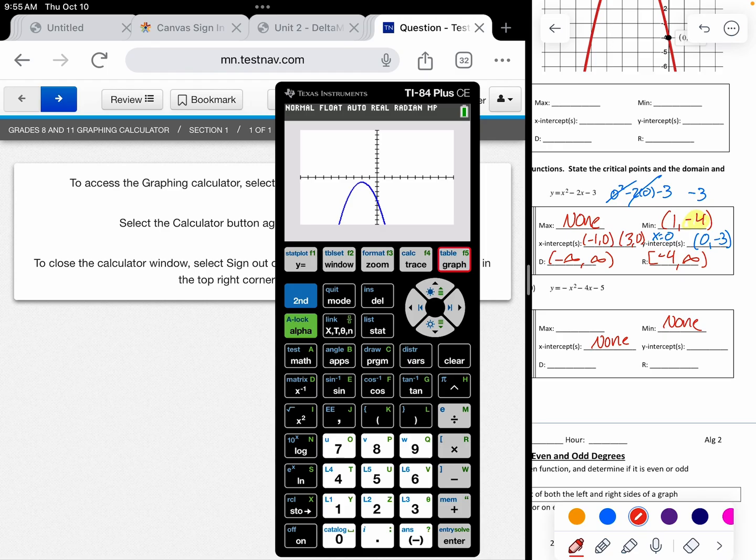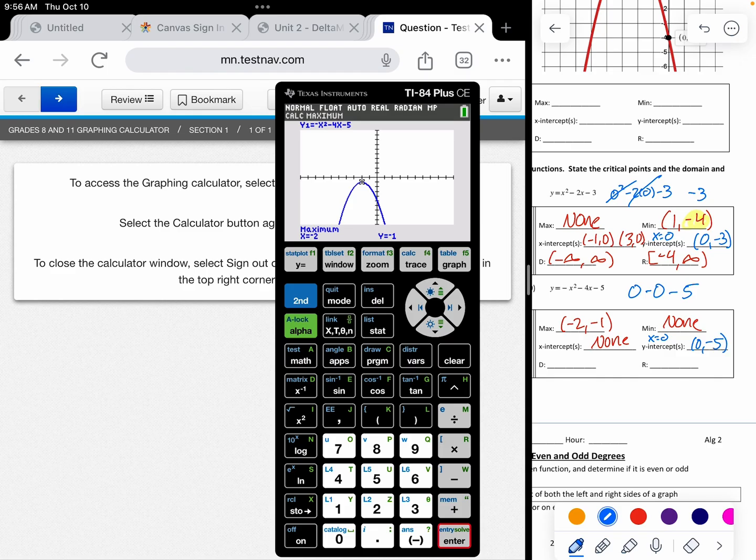So let's find that maximum. Second trace, go to maximum. So we're going to go to the left of the maximum, and go to the right of the maximum. So our maximum is happening at negative 2, negative 1. For the y-intercept, we can plug in 0 for x, so that'll be 0 minus 0 minus 5. So our y-intercept is 0, negative 5.